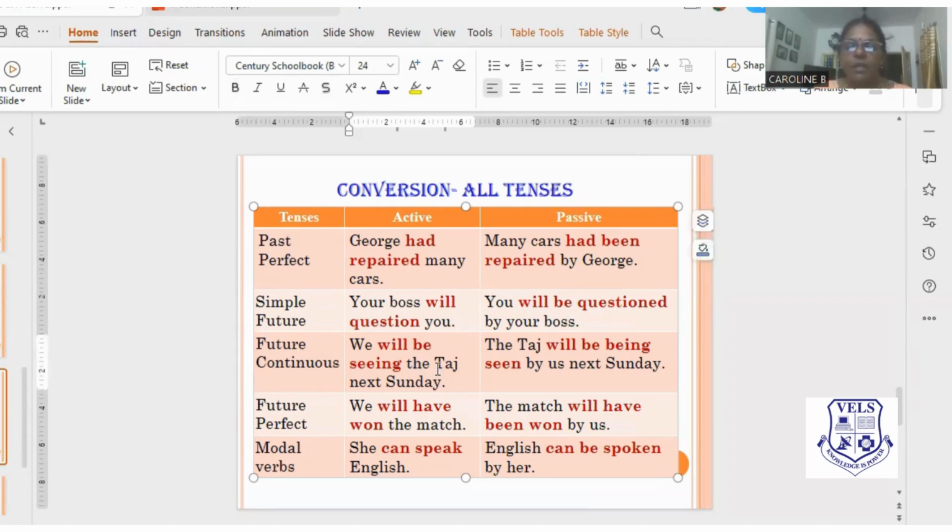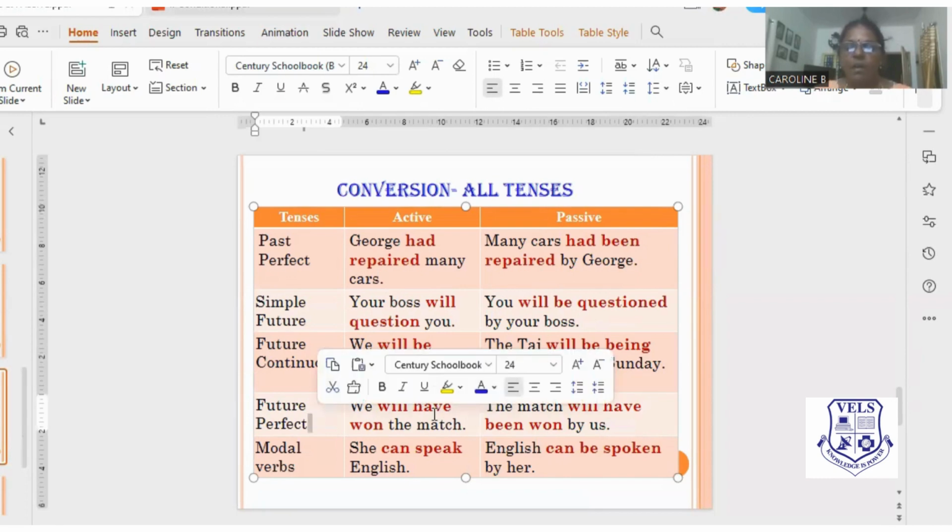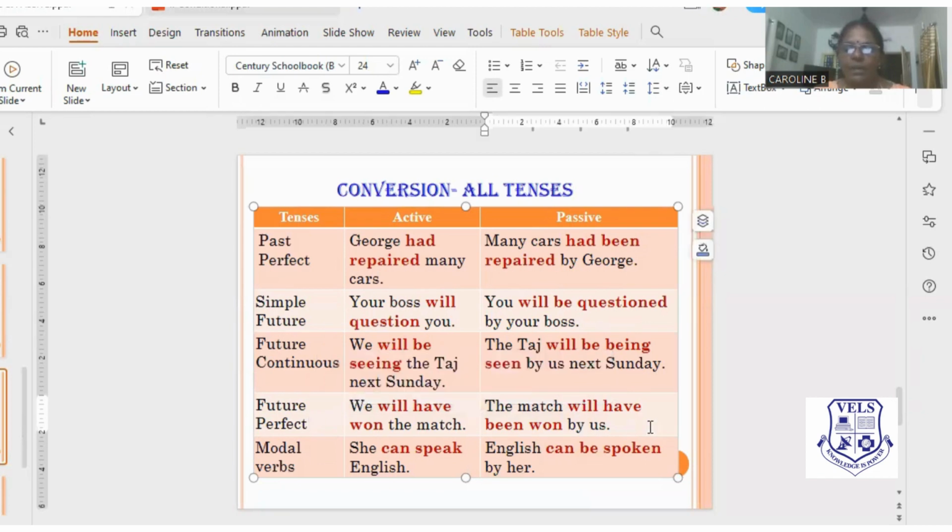Future continuous, we will be seeing the Taj next Sunday. The Taj will be being seen by us next Sunday. Future perfect, we will have won the match. The match will have been won by us.